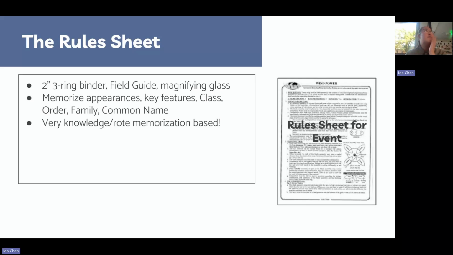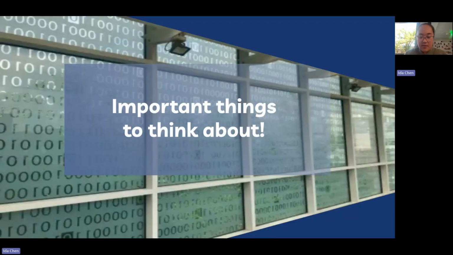So there's not a lot of, it's not very skill based. So important things to think about. Since this isn't really skill based, there aren't very difficult topics. I think they're just some things that we might not think about generally.